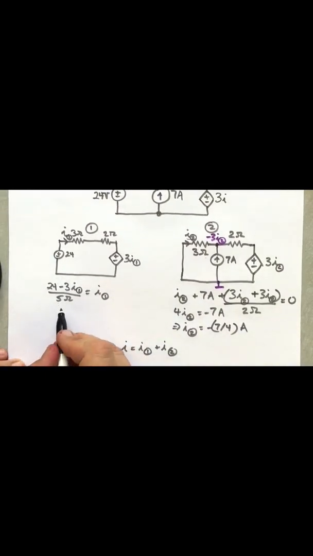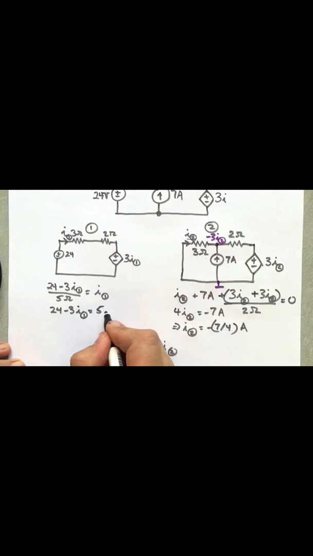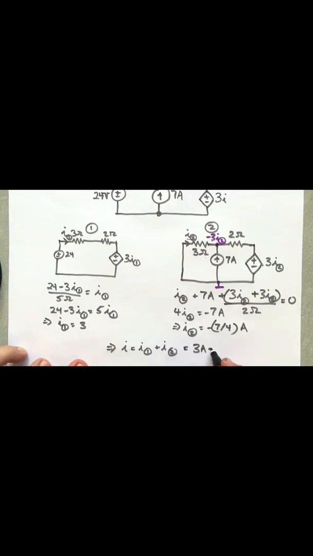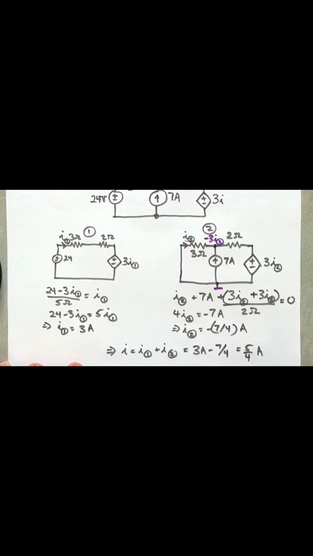So over here, we're going to multiply both sides by 5. We're going to get 24 minus 3I is equal to 5I. And that means that I is going to, bring this over, you get 8I, and then divide through, and you're going to get 3. So this is going to be 3 amps minus 7/4, or 12 minus 7, which is 5/4 amps. All right. And that's how it's done.